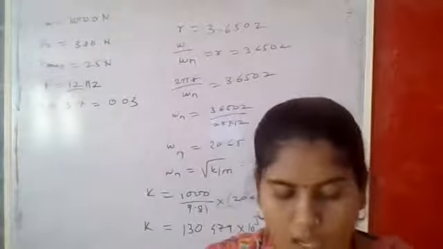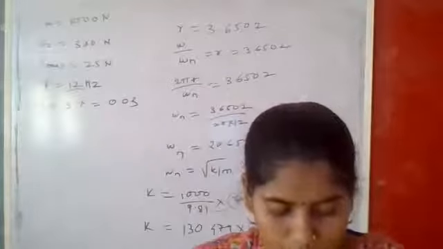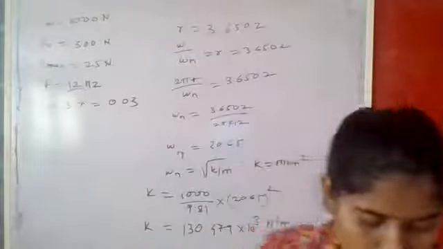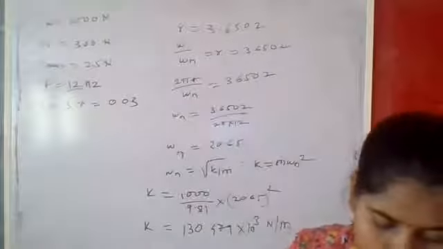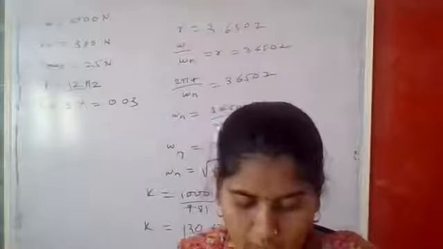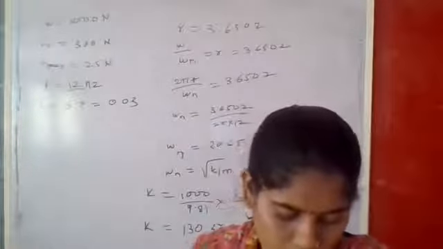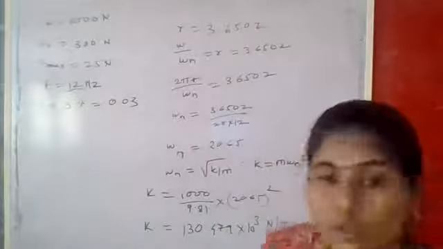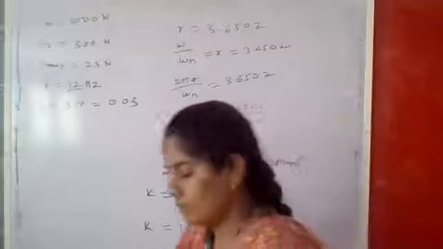Full stop. Assume damping ratio is 8%. Okay, all of you write down the given data first and we'll solve the problem.